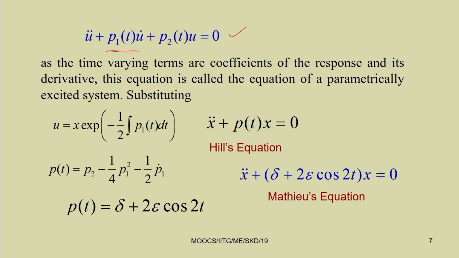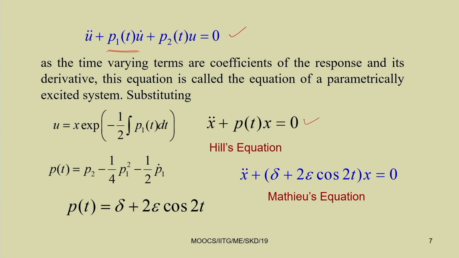So, there is no u dot term or x dot term in this equation. This equation is known as Hill's equation. If you take p(t) equal to delta plus 2 epsilon cos 2t, then this equation can be written as x double dot plus delta x plus 2 epsilon cos 2t x equal to 0. This equation is known as the Mathieu equation.